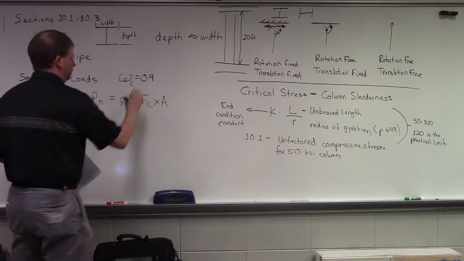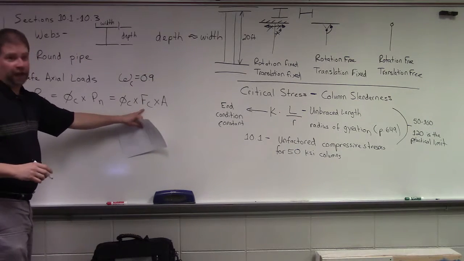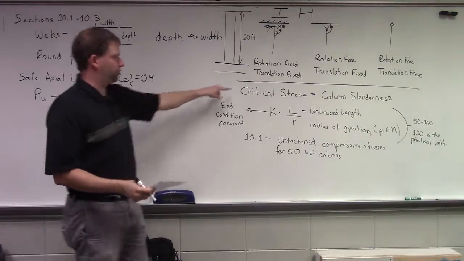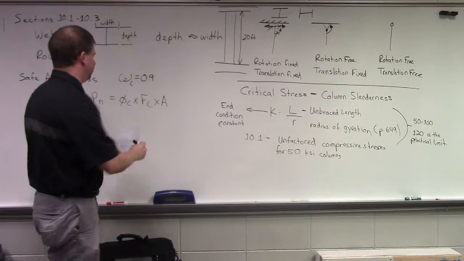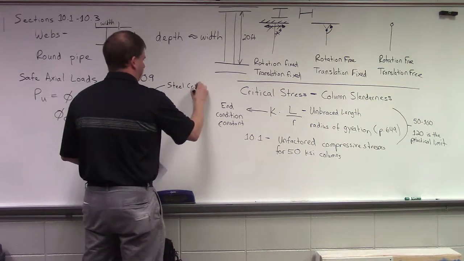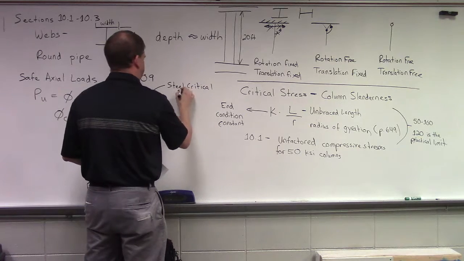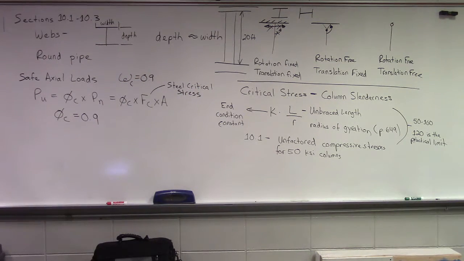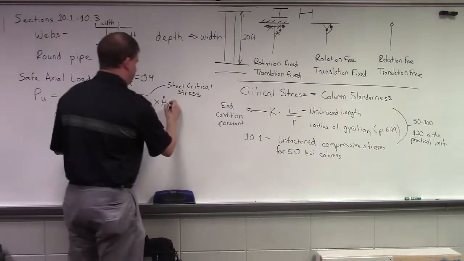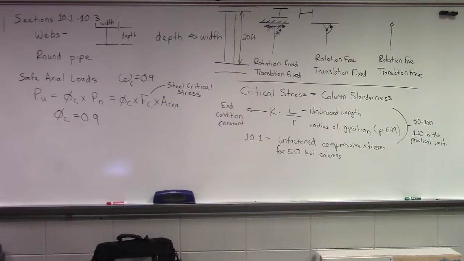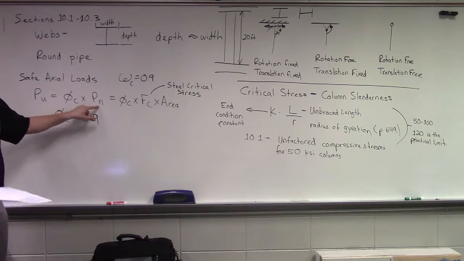Is that F prime C? It's not F prime C, we're just dealing with steel. Those are all steel subs. It's our critical stress of steel. And A is going to be your area. What's the P sub n? That's your normal load that you're going to get from your buckling.